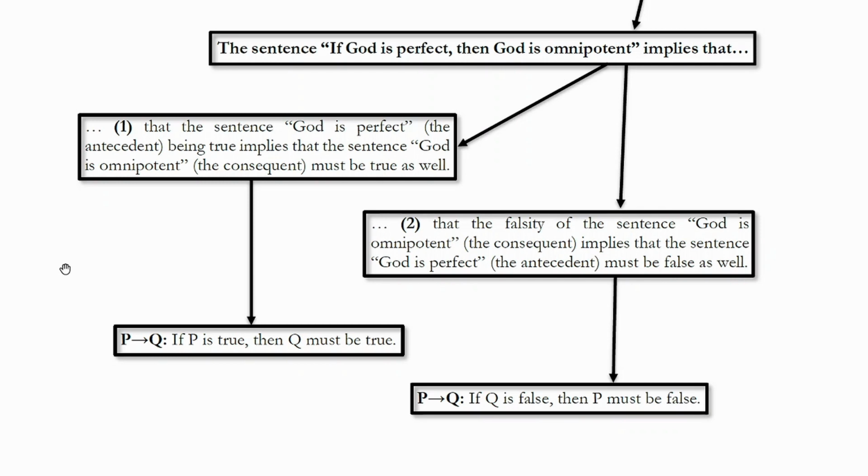And you can see why someone would say this as well. It's kind of the flip side of what I just said. If we know that God is not all-powerful, and if being all-powerful is a perfection, well then God can't be perfect because that would mean God is lacking some perfection, namely omnipotence or being all-powerful. So again, to put it in a more general form, what if P then Q is telling you is that if Q is false, then you know that P must be false as well. The falsity of Q is all the information you need to know that P is also false.